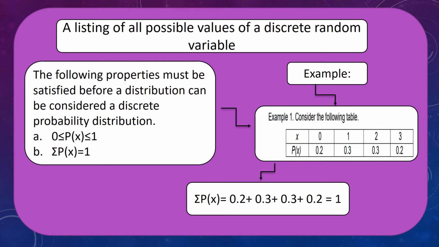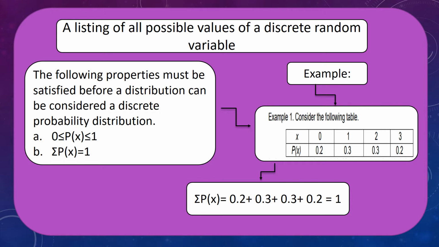Okay, the following properties must be satisfied before a distribution can be considered a discrete probability distribution. First, 0 ≤ P(x) ≤ 1, and we also have the sum of P(x) equal to 1.